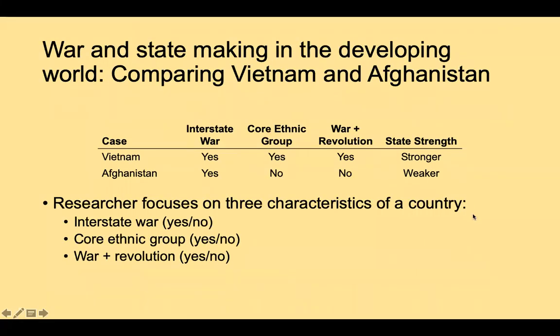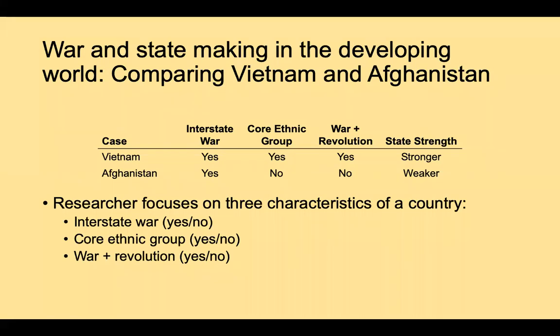So when it comes to war and state making in the developing world, and when it comes to using the method of difference to compare Vietnam and Afghanistan, there are a couple other variables that become relevant to the relationship between interstate war and state building. Remember that the original hypothesis was war making causes state making, in that it's a relatively direct relationship as well as an indirect relationship based upon a few different factors that are set in motion by the war itself.